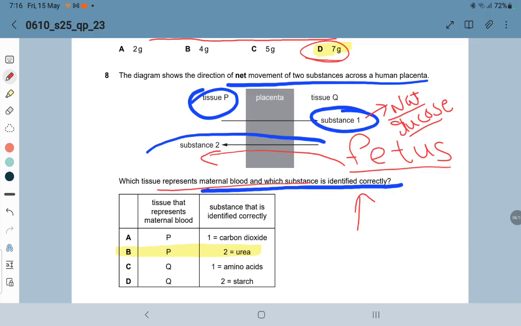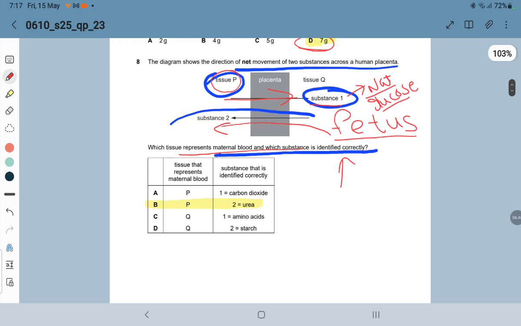So the tissue that represents the maternal blood, of course, is tissue B, because it is providing. Nothing else can provide for a baby except his mother. So a fetus or a baby is provided nutrition by his mother. So tissue B will be the correct answer for maternal blood. The substance identified correctly is, of course, B, substance 1. What is being given is urea, and we need to understand that the mother here is giving urea. So that was all about question 8.